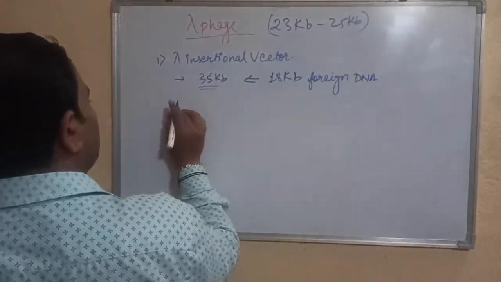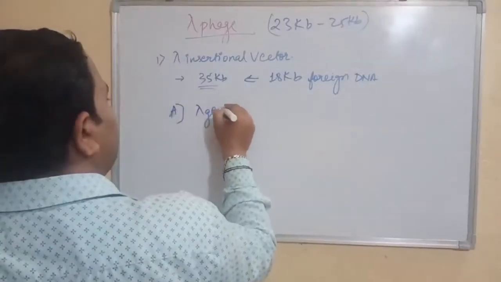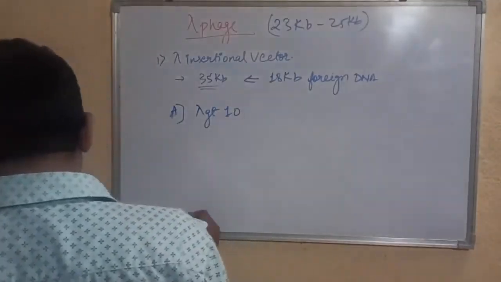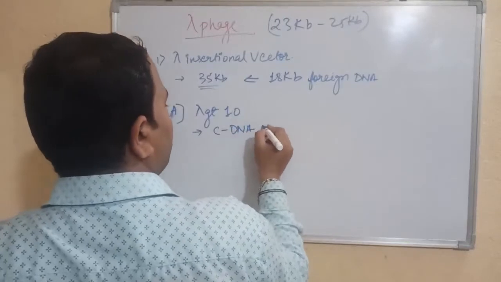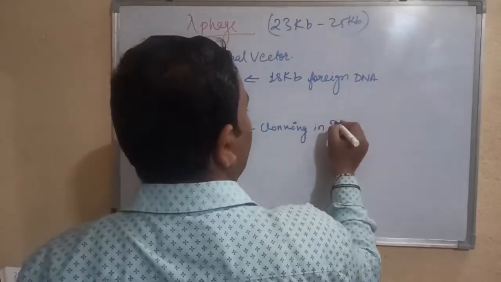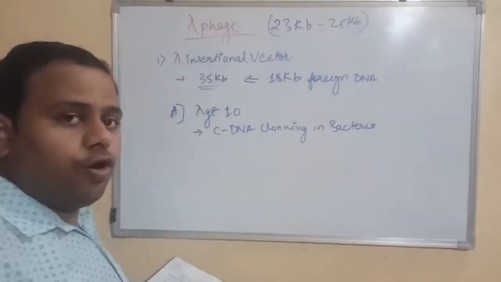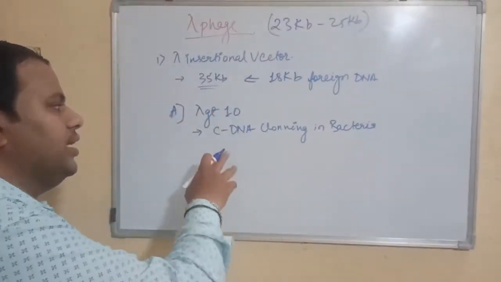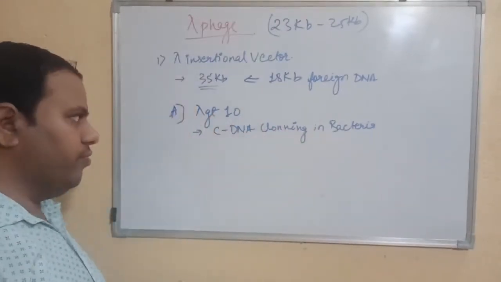The first insertional vector that we are going to see here is the Lambda gt10 vector. It is used in cDNA cloning in bacteria. cDNA is prepared from mRNA from eukaryotic cells, and this cDNA will be cloned in bacteria using the Lambda gt10 vector.